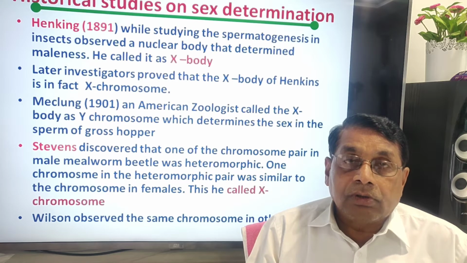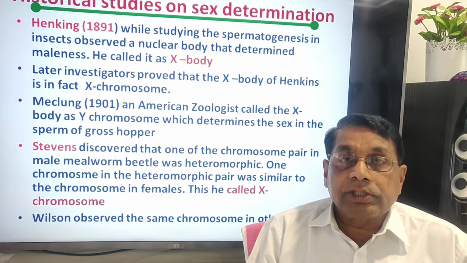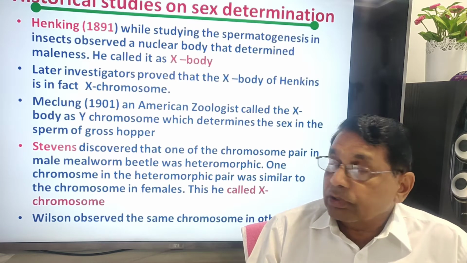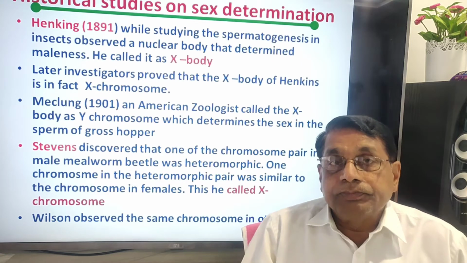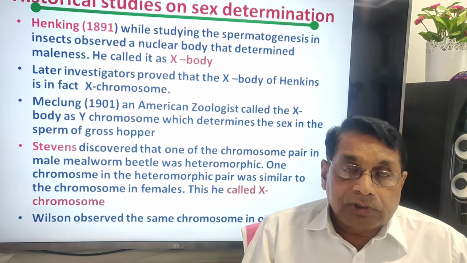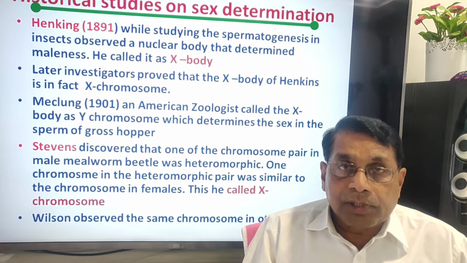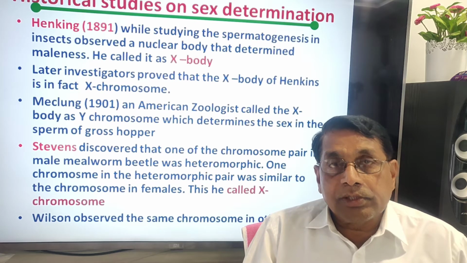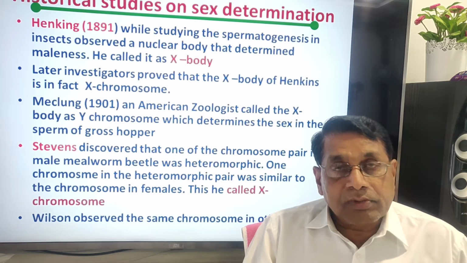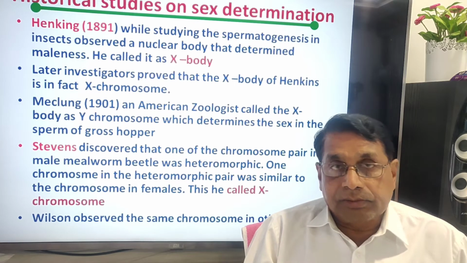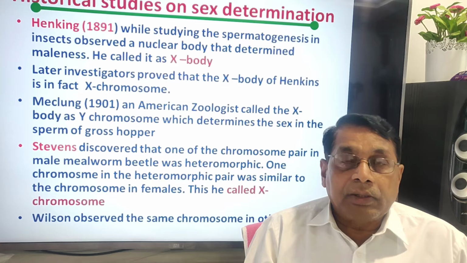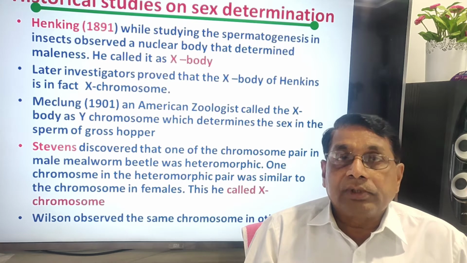Scientific studies on sex determination started as early as 1891. Before that also some attempts were made, some hypotheses were made, some assumptions were made about the sex of the offspring, but they had no scientific basis.